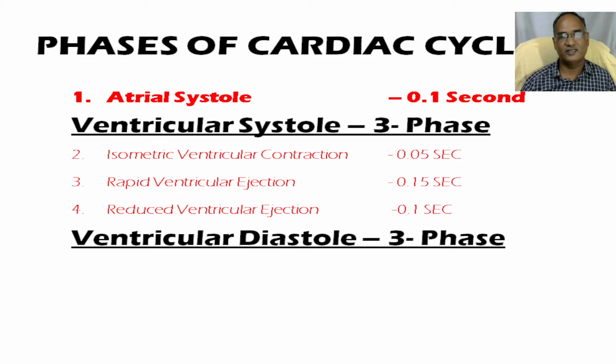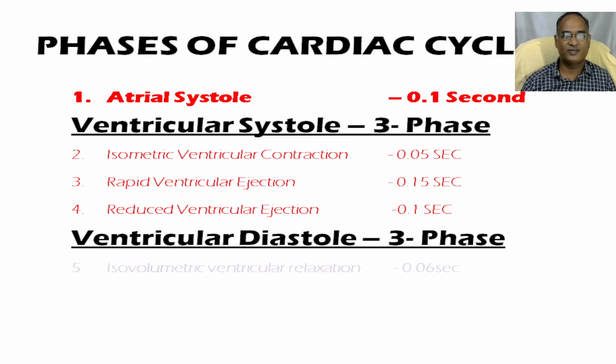And the fourth phase is reduced ventricular ejection. After ejecting the maximum volume from the left and right ventricle, the volume will be reduced and the pressure will be reduced. So the fourth phase is reduced ventricular ejection. It will be 0.1 seconds.